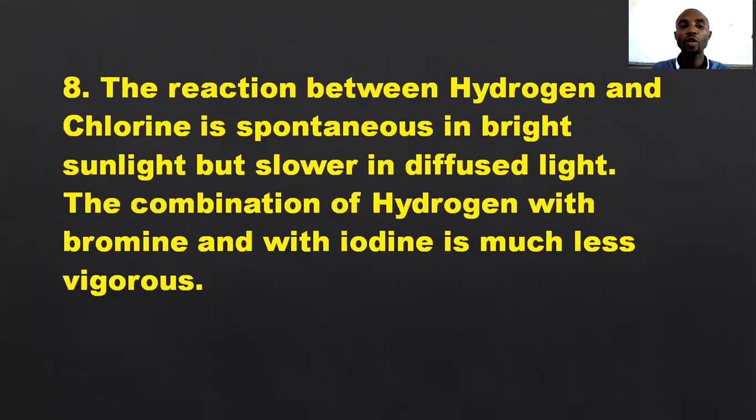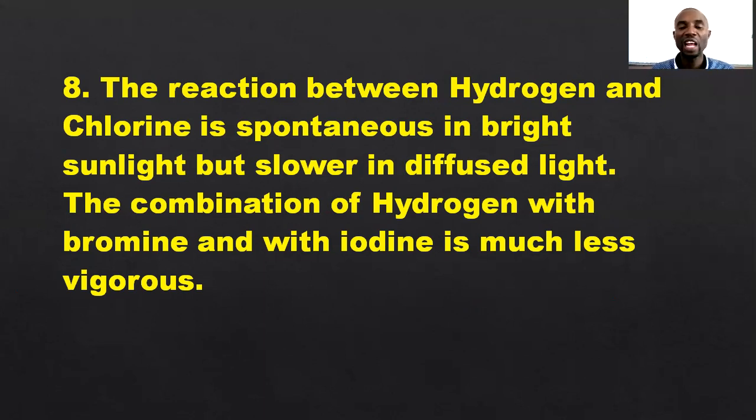Okay, number 8 is that the reaction between hydrogen and chlorine is spontaneous. We need to know that it is explosive in bright sunlight, but slow in diffuse light. The combination of hydrogen with bromine and that with iodine is much less vigorous.